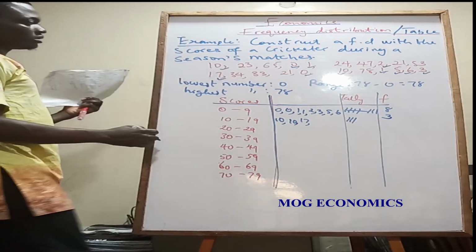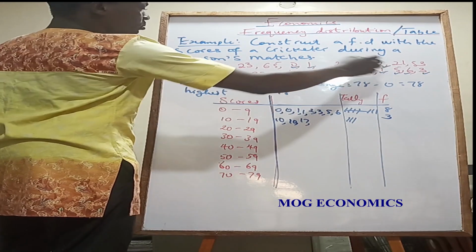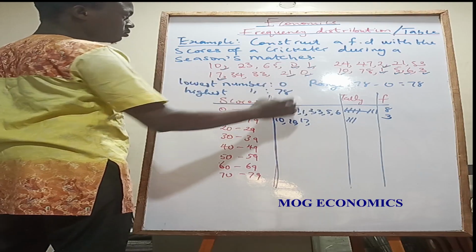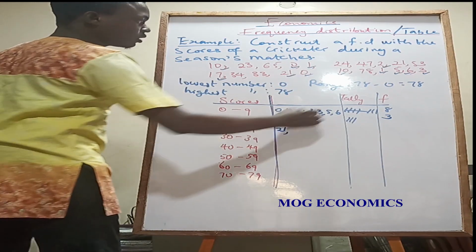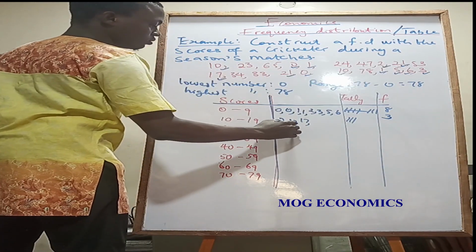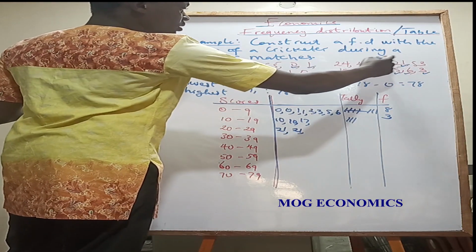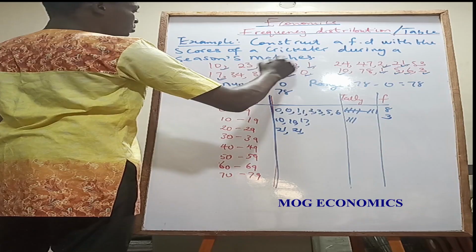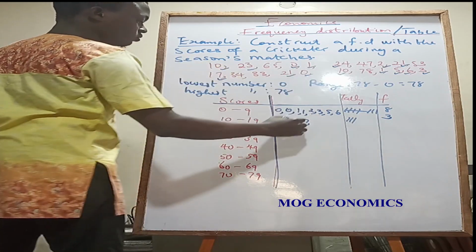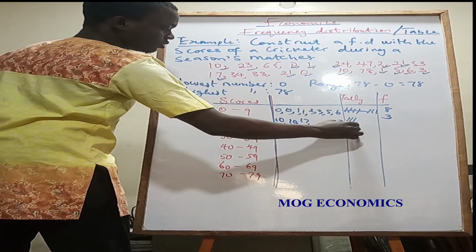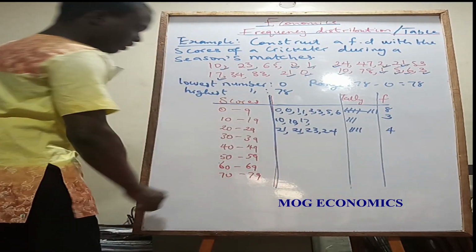Alright, then 20 to 29. I have 21, comma. There's 21 here. Then is there any 20 here again? 23, 24, 23, 24. So 1, 2, 3, 4. I have 4.